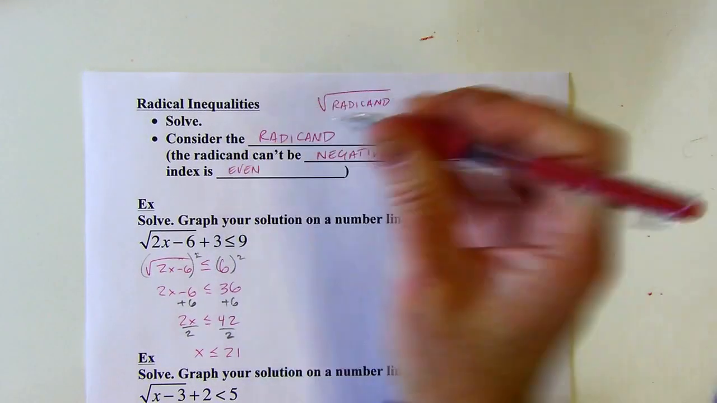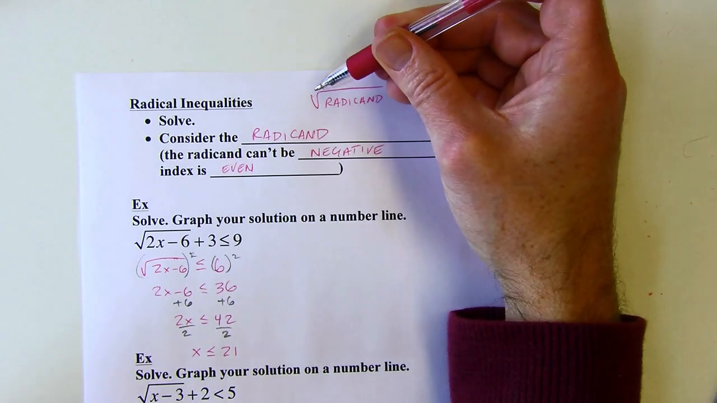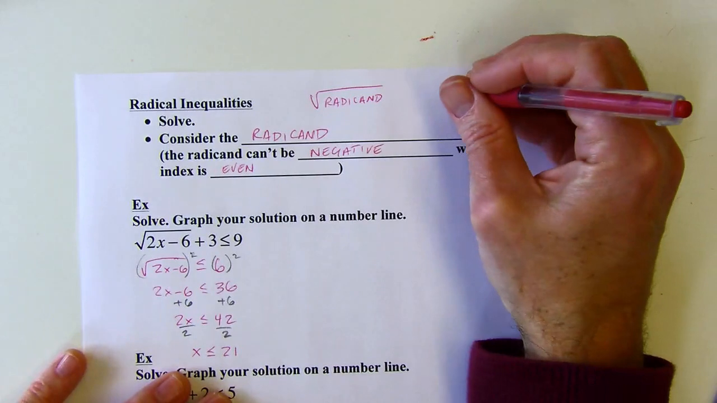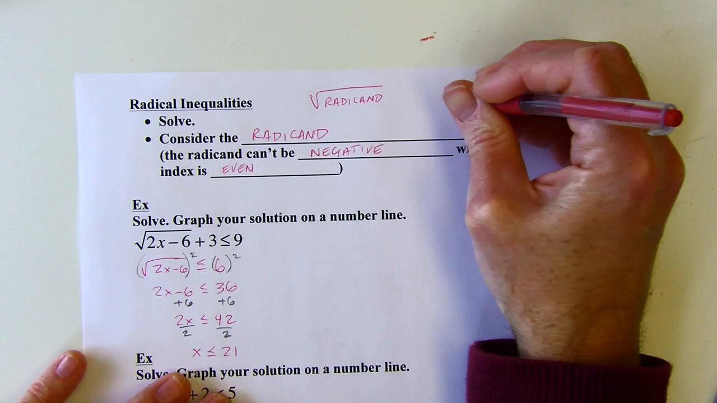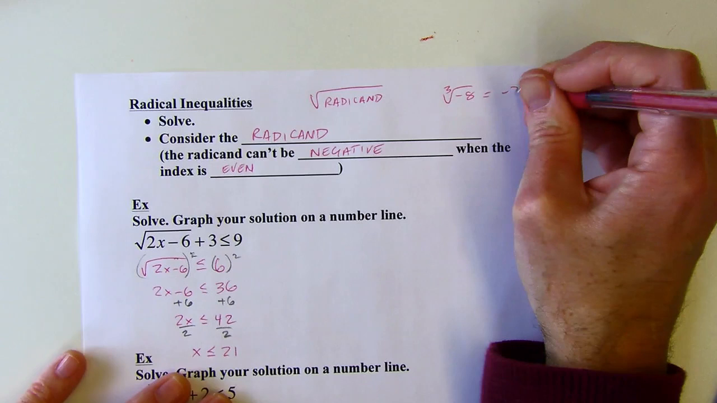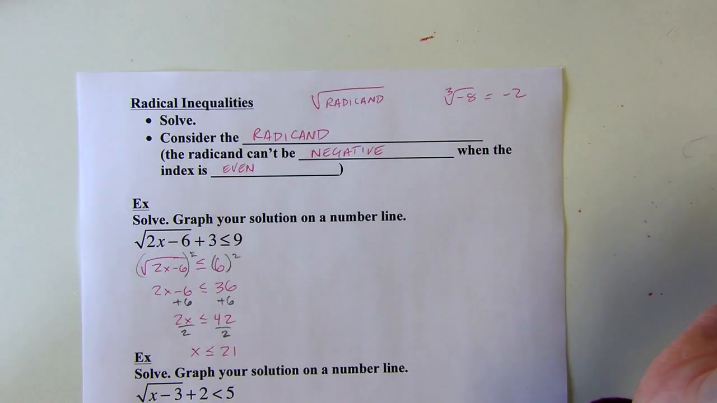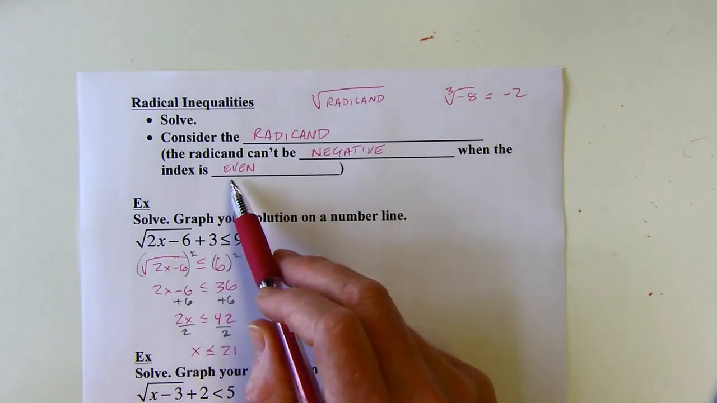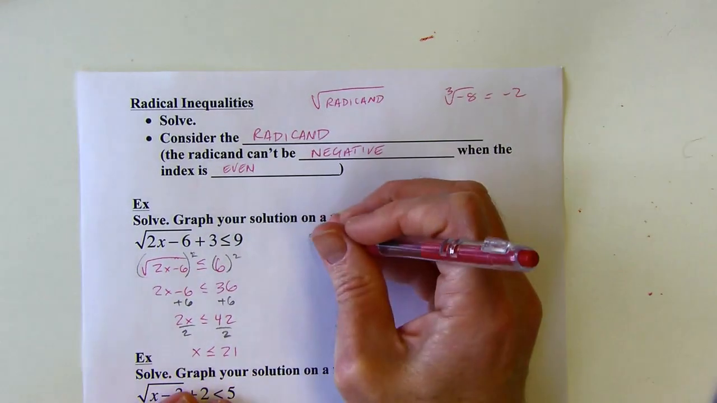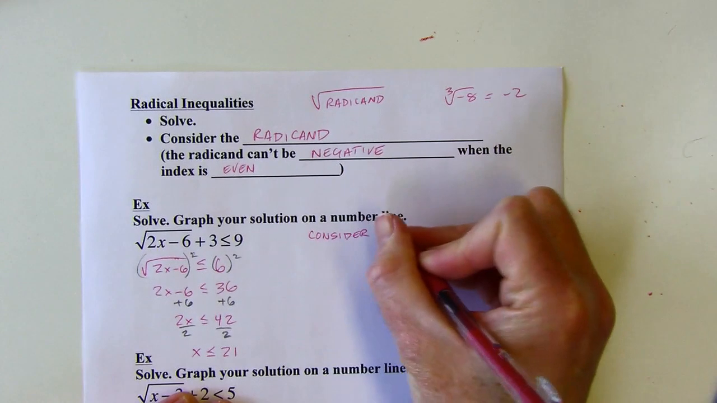The radicand can't be negative when the index is even. So remember, if there's no index listed, it's a square root, so that's an even index. If it's a cube root, it's actually okay to have a negative radicand, because the cube root of -8 is not imaginary, because there is something raised to the third power that equals -8. It'd be -2. So it's okay if the index is odd, but if it's even, then we have to consider the radicand. So my second step, I'm going to consider the radicand.